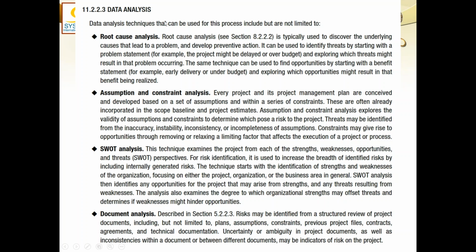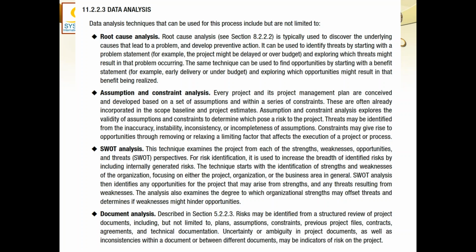Okay, now talking about the data analysis, let's talk about each one of these topics. Though I have briefly discussed each one of them, but let us see what the book says. Root cause analysis is typically used to discover the underlying cause that leads to a problem and develop preventive action. It can be used to identify threats, threats are risks, by starting with a problem statement. For example, the project may be delayed or over budget. This is the problem statement. And then exploring which threats might result in that problem occurring.